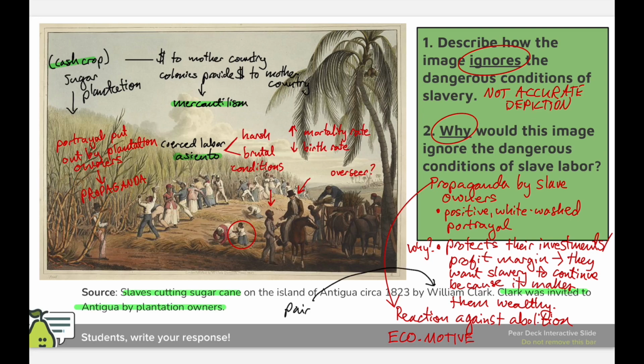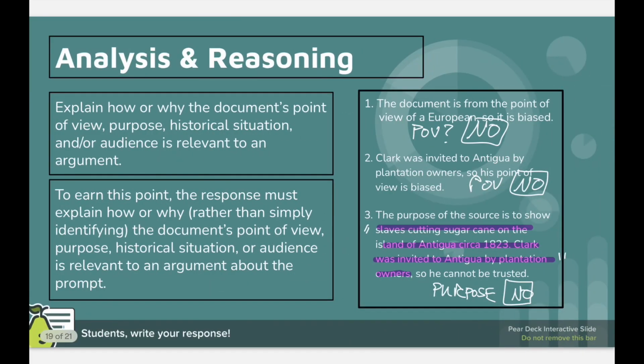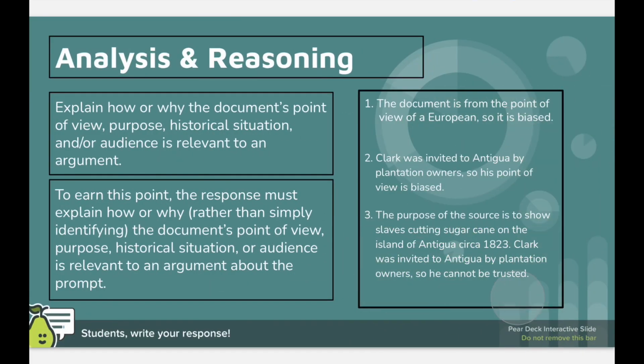But like we said before, you can't just identify a bias and say it is biased and then move on. You have to explain how or why. So here on this slide, we have 3 statements that attempt to do the analysis point for the painting that we just looked at.